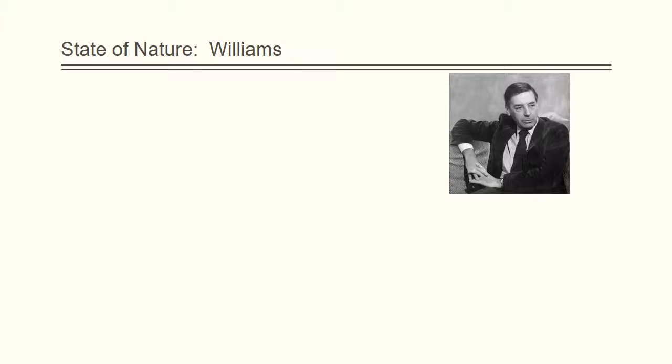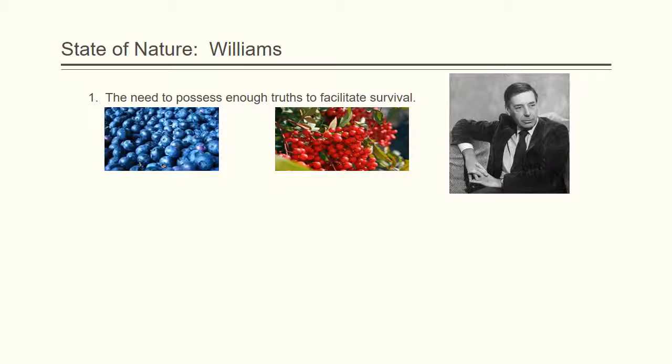Exploring the stages of the state of nature, Williams and Craig basically share the same first 2. When we look at these first 2 on Williams, they're going to coincide with what Craig also said. One is, as quoted from page 109, the need to possess enough truths and not too many falsehoods to facilitate survival. An example is in knowing the difference in foods you can eat versus those that are poisonous.